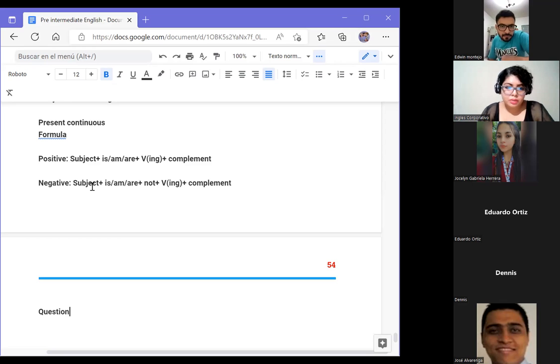And for the question, we are going to change the order. And in this case, we are going to have is or are at the beginning, plus the subject, plus verb with ing form, plus the complement and the question mark.